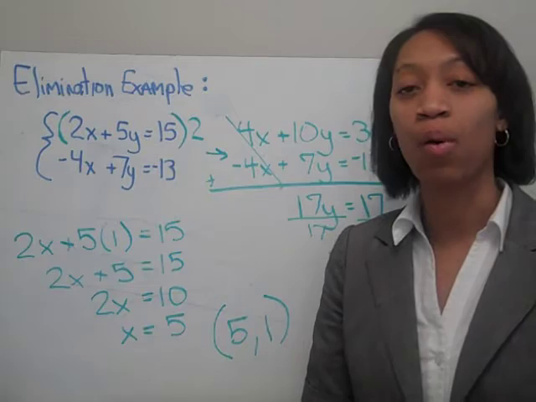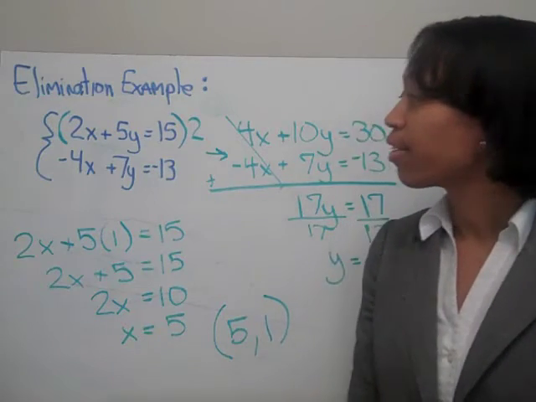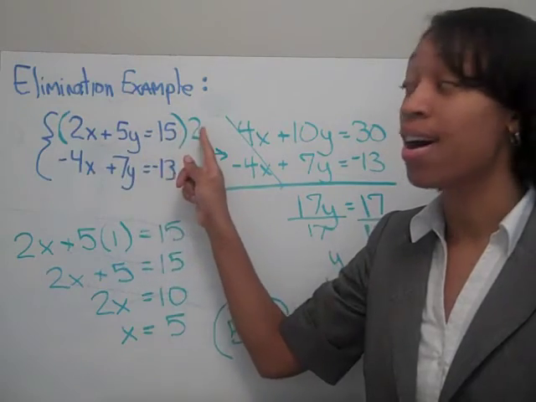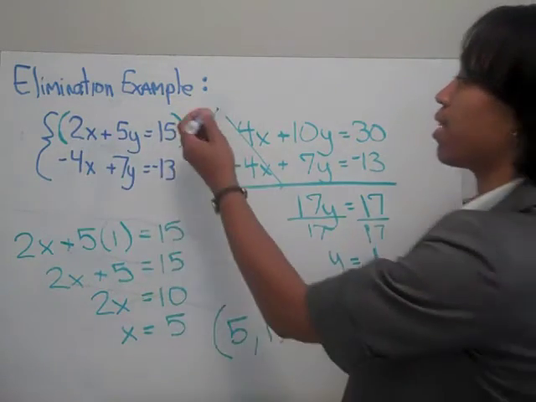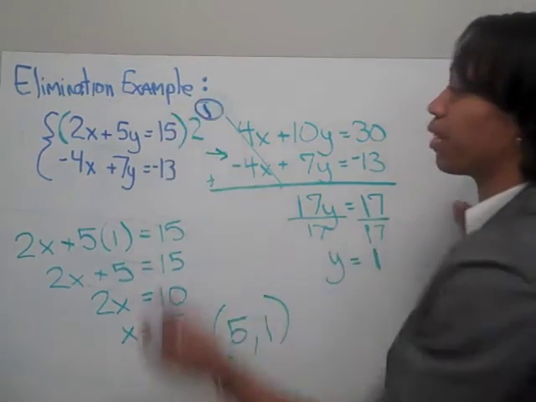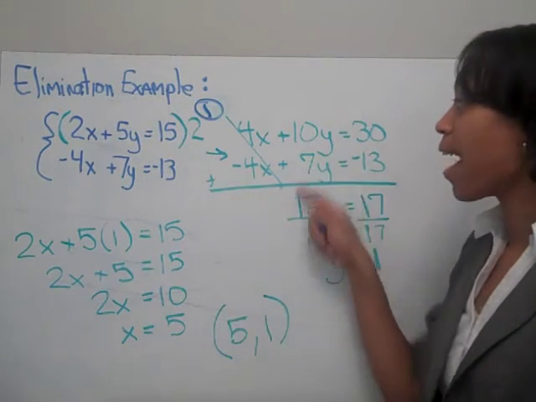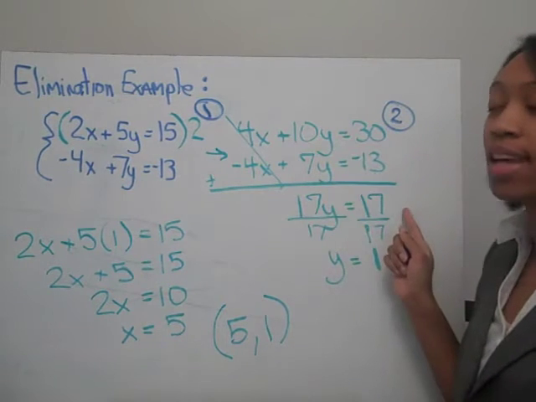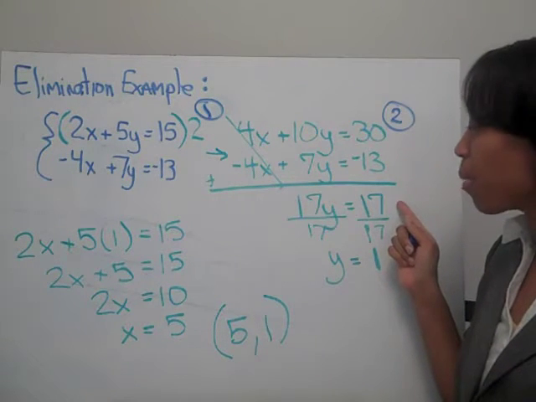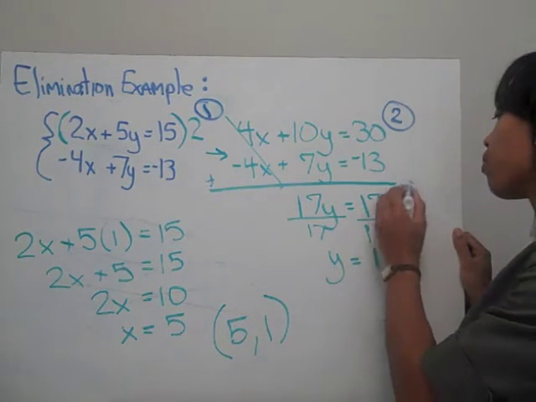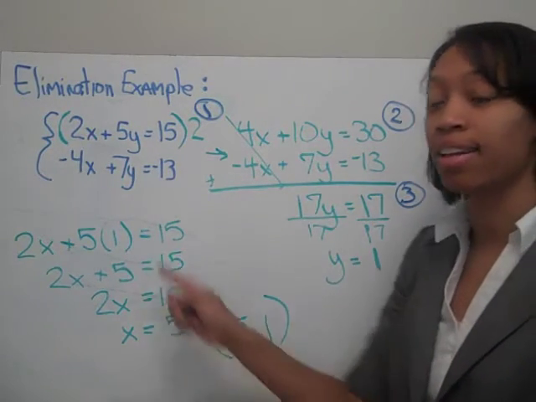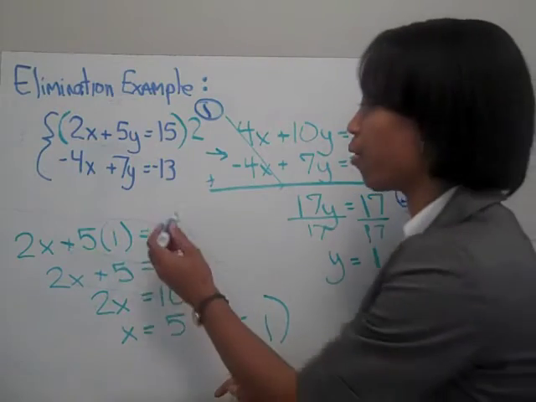Alright, so going back, how did I do that? The first step was I took one of the equations and I multiplied by a constant to get the variable to be the same. That was the first step. The second step, I added the two equations together. The third step, I solved what was remaining for the variable. And then the fourth step, I took my answer that I got and I plugged it back in to find the other variable.